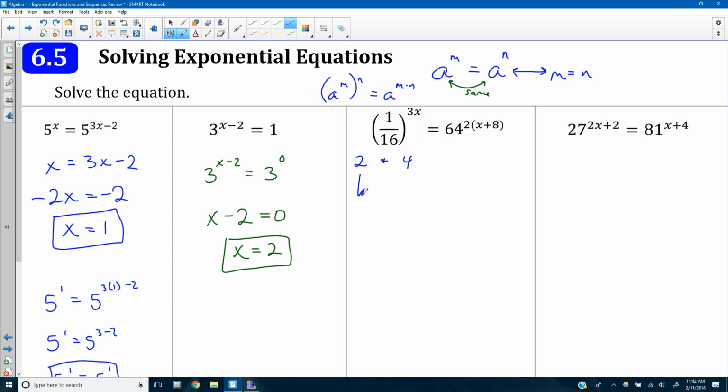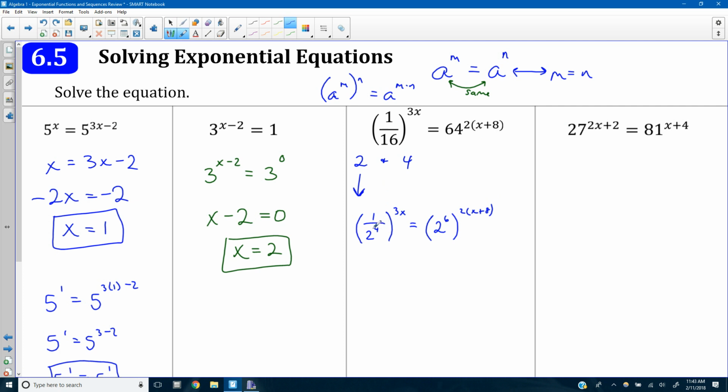Let me start with 2, probably the harder of the two. 2 to what power is 1 over 16? Well, what you might want to start to do is first say 2 to what power is 16? And that answer is 2 to the 4th. So if I write that inside there, that's going to get me started a little bit here. And 2 to the what power is 64? Well, again, this is maybe where 4 would have helped you a little bit more. But this is 2 to the 6th power. 2 to the 6th power is 64 times 2 to the x plus 8.